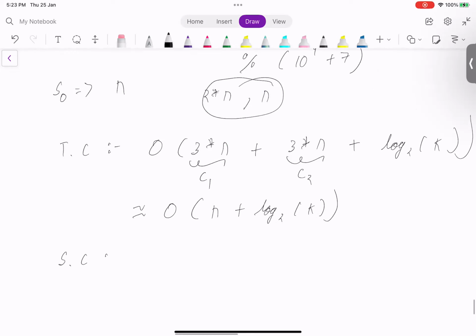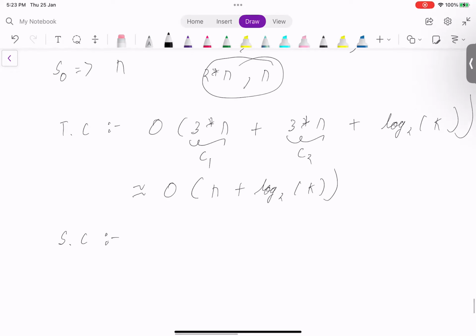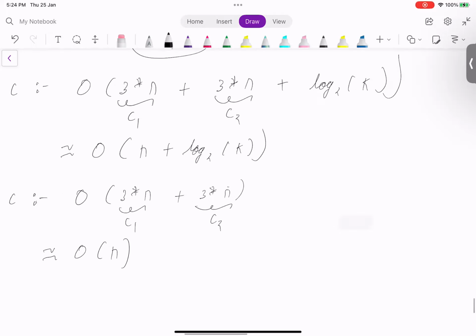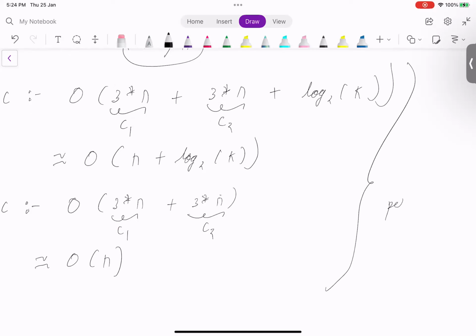And if we look at the space complexity, it depends on how you implement. Here, assuming we are using the Z function, which takes a Z array of size length of the string plus the pattern, we can say space is 3 into n for C1 plus 3 into n to calculate C2. So it is equivalent to big O of n. All this is per test case.